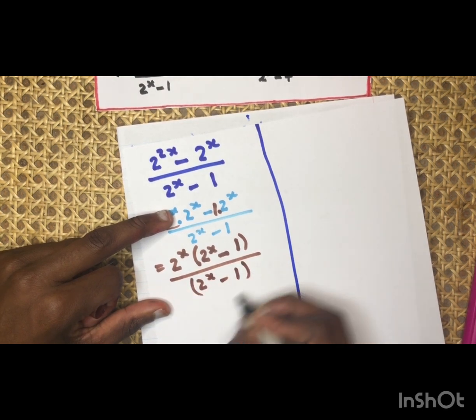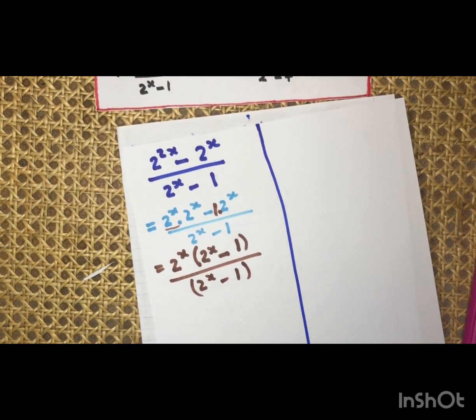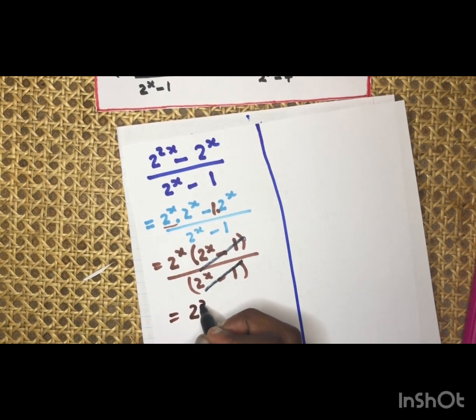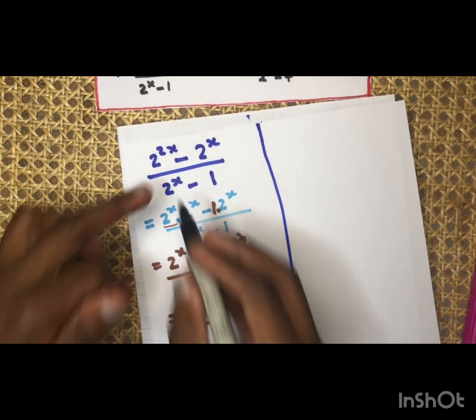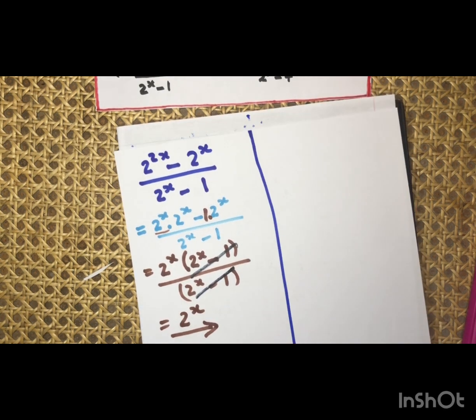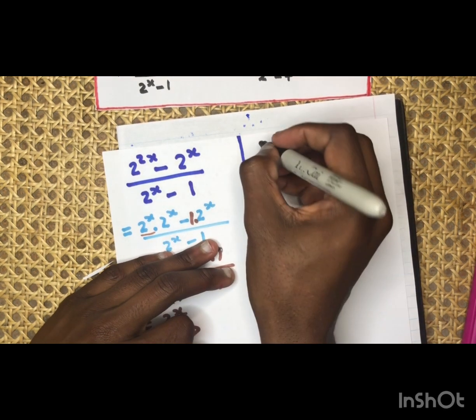So remember, this is your binomial. So what will happen to this and this? Yes, they are going to cancel out. So your final answer is 2 to the power x. So if you test that one on your calculator, you are going to get 2, because 2 to the power 1 is 2. So this is your final answer. Hope that you are good.